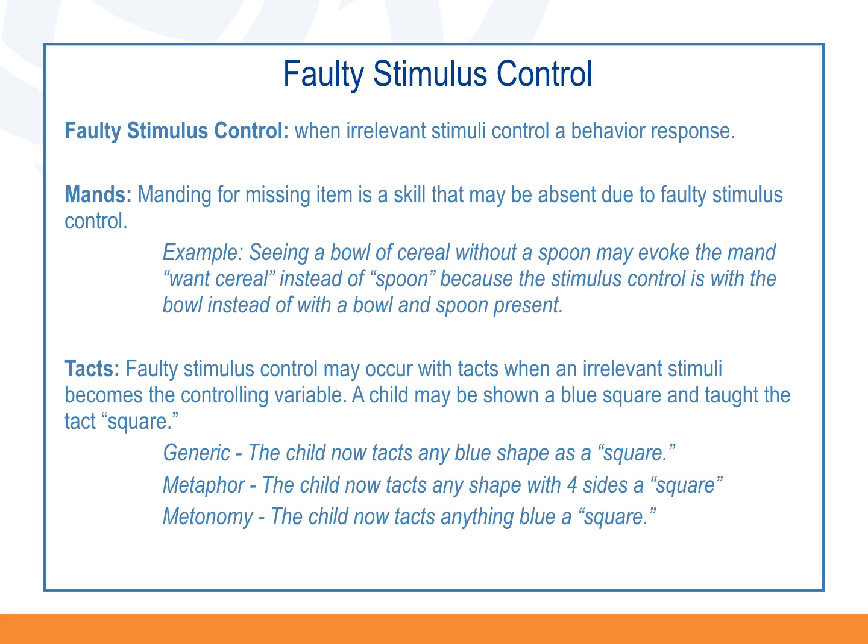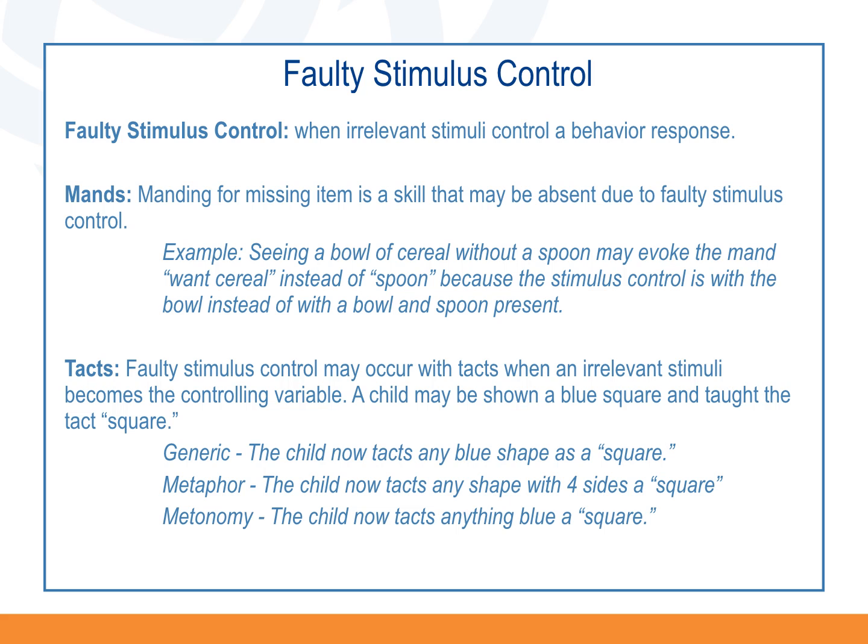So if you see a bowl of cereal without a spoon, a person or a child may say "want cereal" instead of "spoon," because they're used to the bowl being their cue, their SD, to ask for cereal, not realizing that really it's the bowl and the spoon together that allows them to actually eat the cereal functionally. For tacts, faulty stimulus control may occur when an irrelevant stimulus becomes the controlling variable.